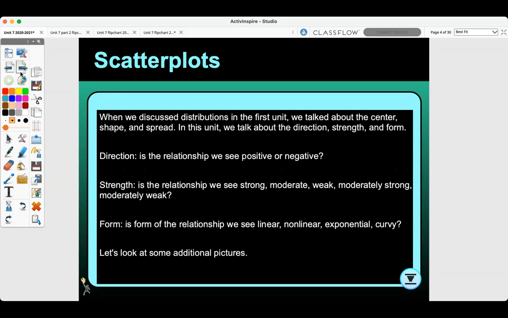When we discussed distributions in the first unit, we talked about the center, shape, and spread. In this unit, we will talk about the direction, strength, and form. Direction asks, is the relationship we see positive or negative? Strength asks, is the relationship we see strong, moderate, weak, moderately strong, or moderately weak? Form asks, is the form of the relationship we see linear, nonlinear, exponential, curvy? Let's look at some additional pictures to describe the relationships.